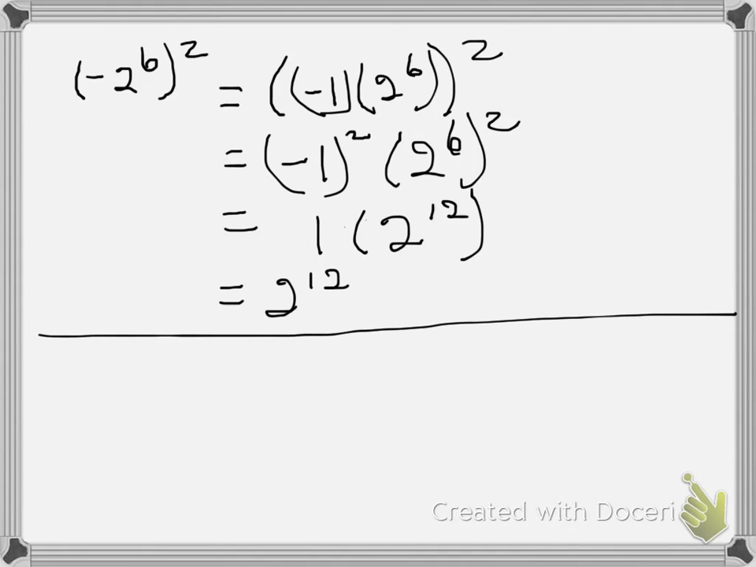Now let's go generally. If I'm raising a negative to an odd power, it's going to stay negative. If I'm raising a negative to an even power, it's going to be positive. Now you don't have to put the negative 1 if you don't want to. You can just say a negative to an even power is positive, so it's positive 2 to the 12th.